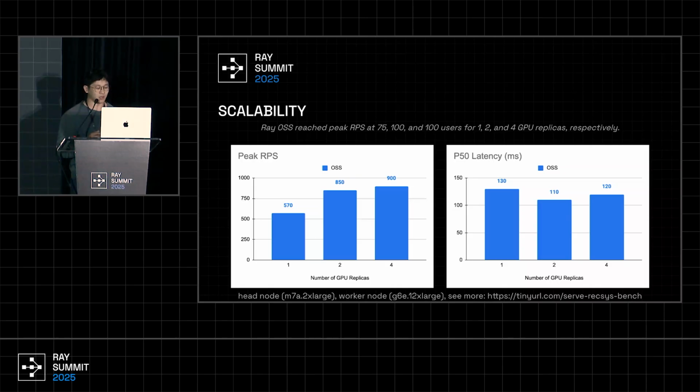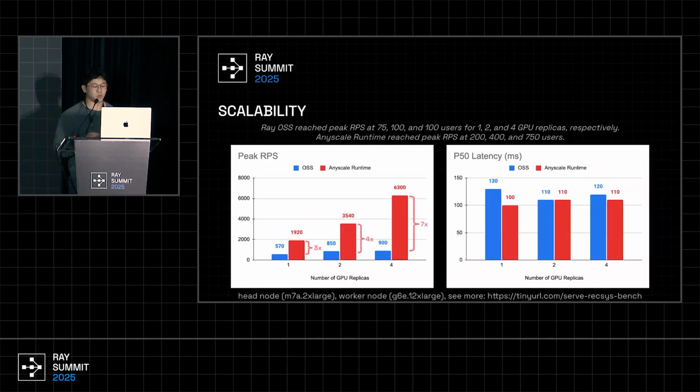And if you look at the graph on the left, you see that when increasing from 1 to 2 GPU replicas, peak throughput increases by about 50%. But when you increase from 2 to 4, it only slightly improves. So clearly, we're not seeing the same scaling factor increase in throughput as we scale the number of GPU replicas.